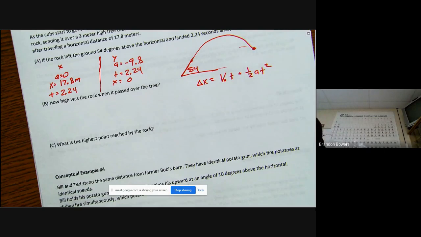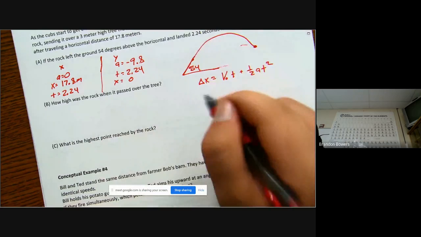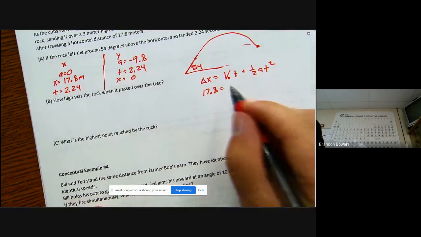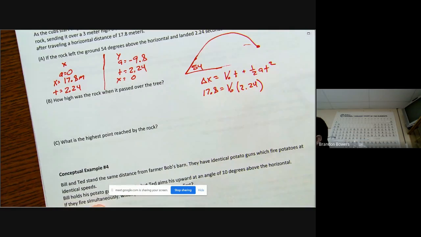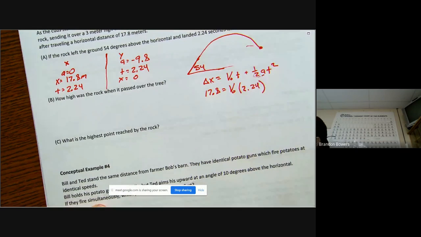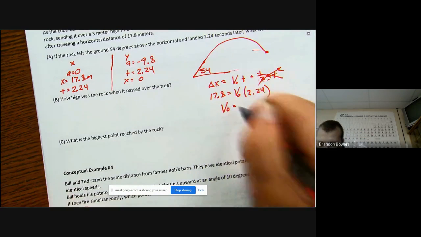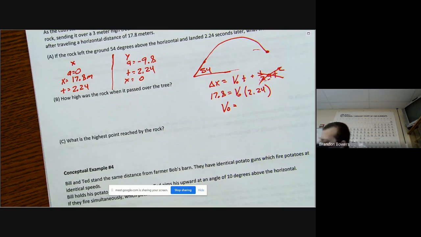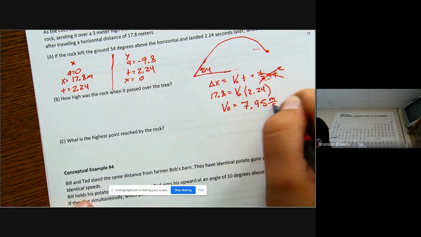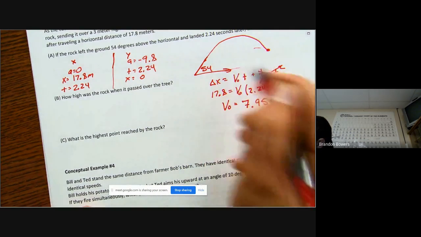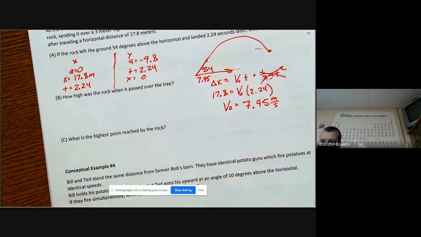Yeah. All right. So initial velocity. Well, delta X is going to be my 17.8. Initial velocity, don't know. My time, I do know, which is 2.24. And then the rest, once again, acceleration is 0, so I can just cancel that. All right. So when you divide that over, my initial velocity is going to equal, I got 7.95 meters per second. So that's the initial velocity in my X direction. 7.95 meters per second in the X direction.